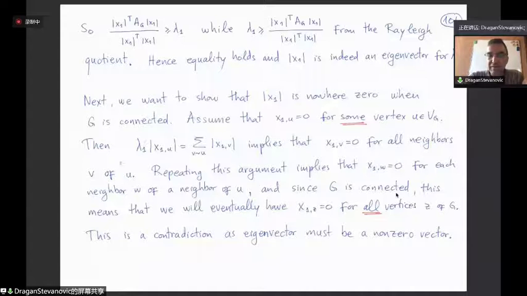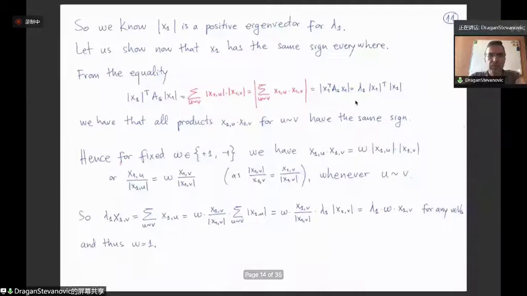Now, since G is connected, these neighborhoods will eventually spread over the whole graph G, and we will have that the whole eigenvector is equal to 0 over all graph G. But this is, of course, a contradiction, as an eigenvector must be non-zero. So what we have here is that the principal eigenvector x1 will, for a connected graph, never have a 0 component. That will help us later.